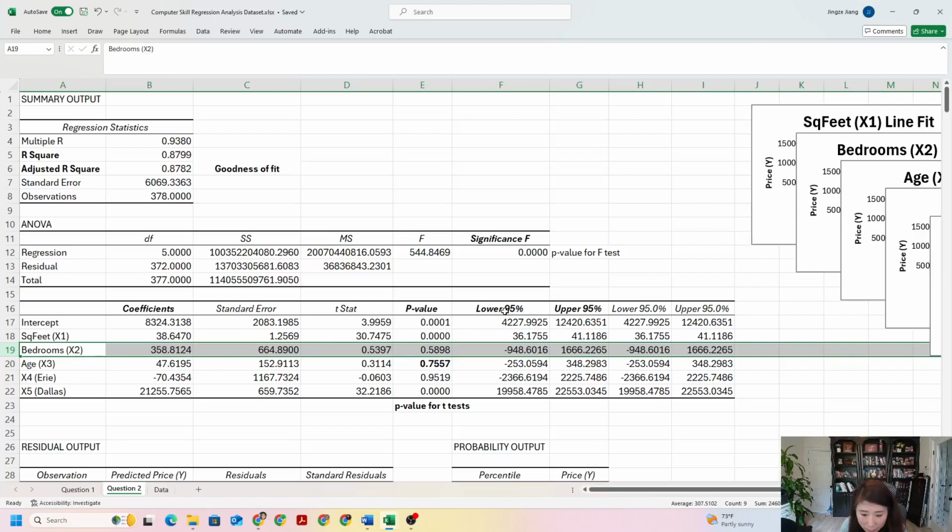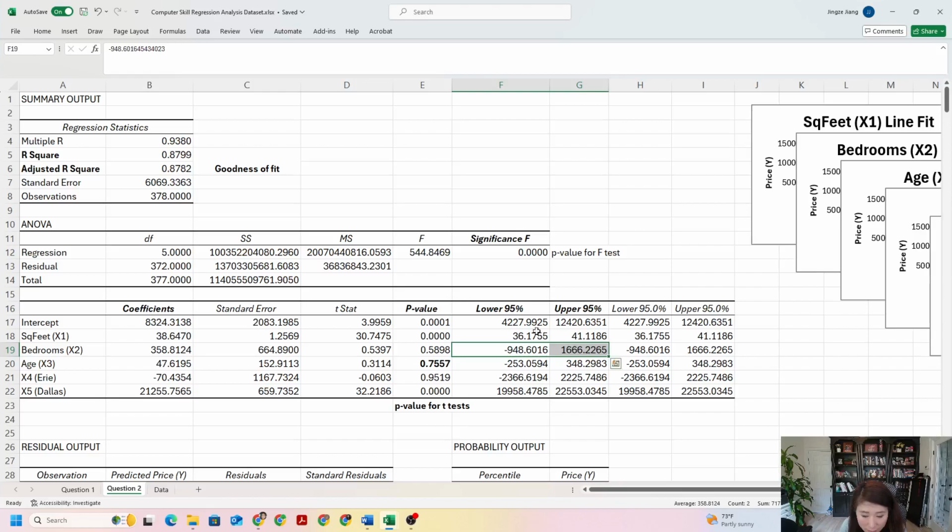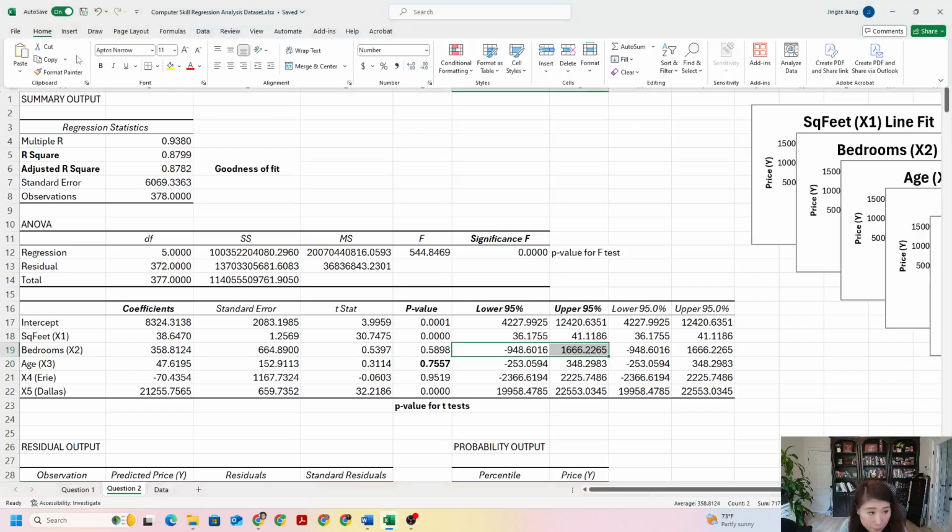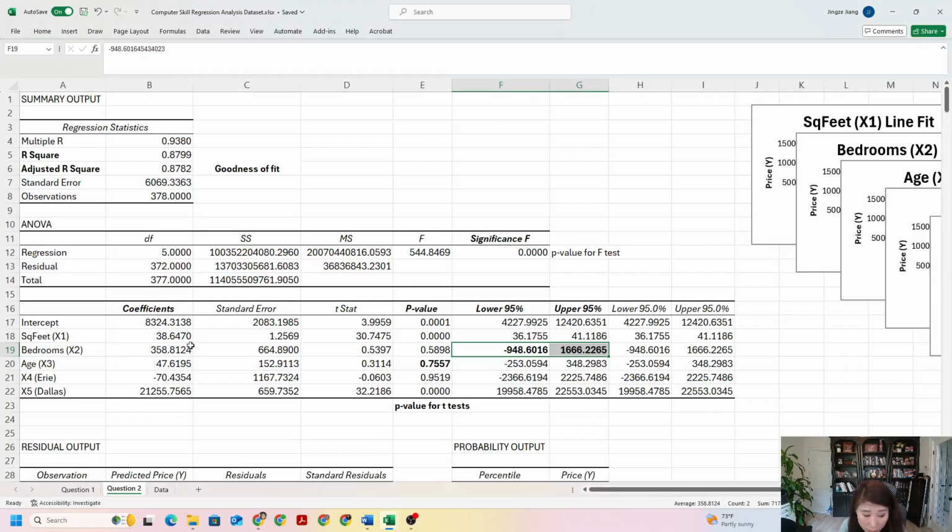If you look at it, there are two columns called lower 95% and upper 95%. These two numbers are the 95% confidence interval for B2. So the lower boundary is negative 948, and the upper boundary is 1666. So you don't need to do any calculation in order to get a confidence interval for your B's. It's literally on the Excel output. You just need to know where to find it.